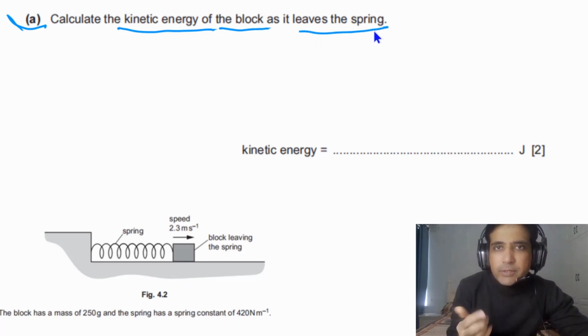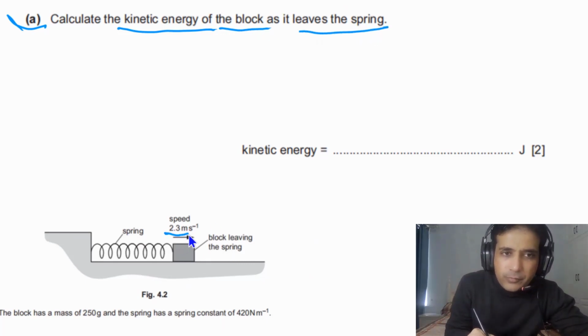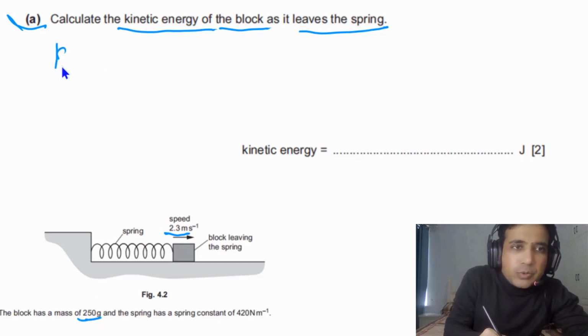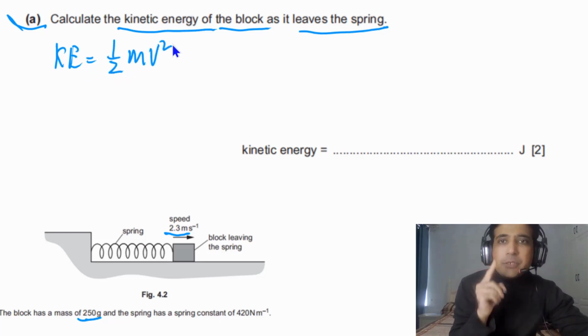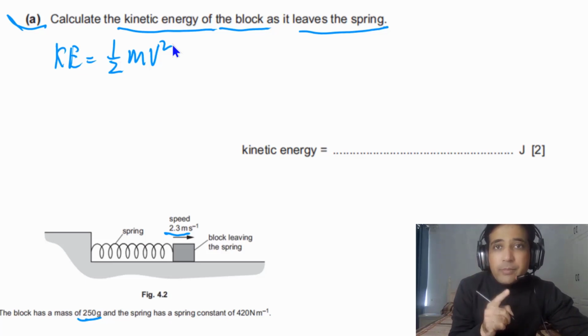Quite a straightforward question. We have the speed of the block and the mass of the block, so you simply need to use the kinetic energy formula: KE is equal to 1/2 mv squared. It is very important you write down the formula because it has marks. So always write down the formula, then plug in values and then do the calculations.